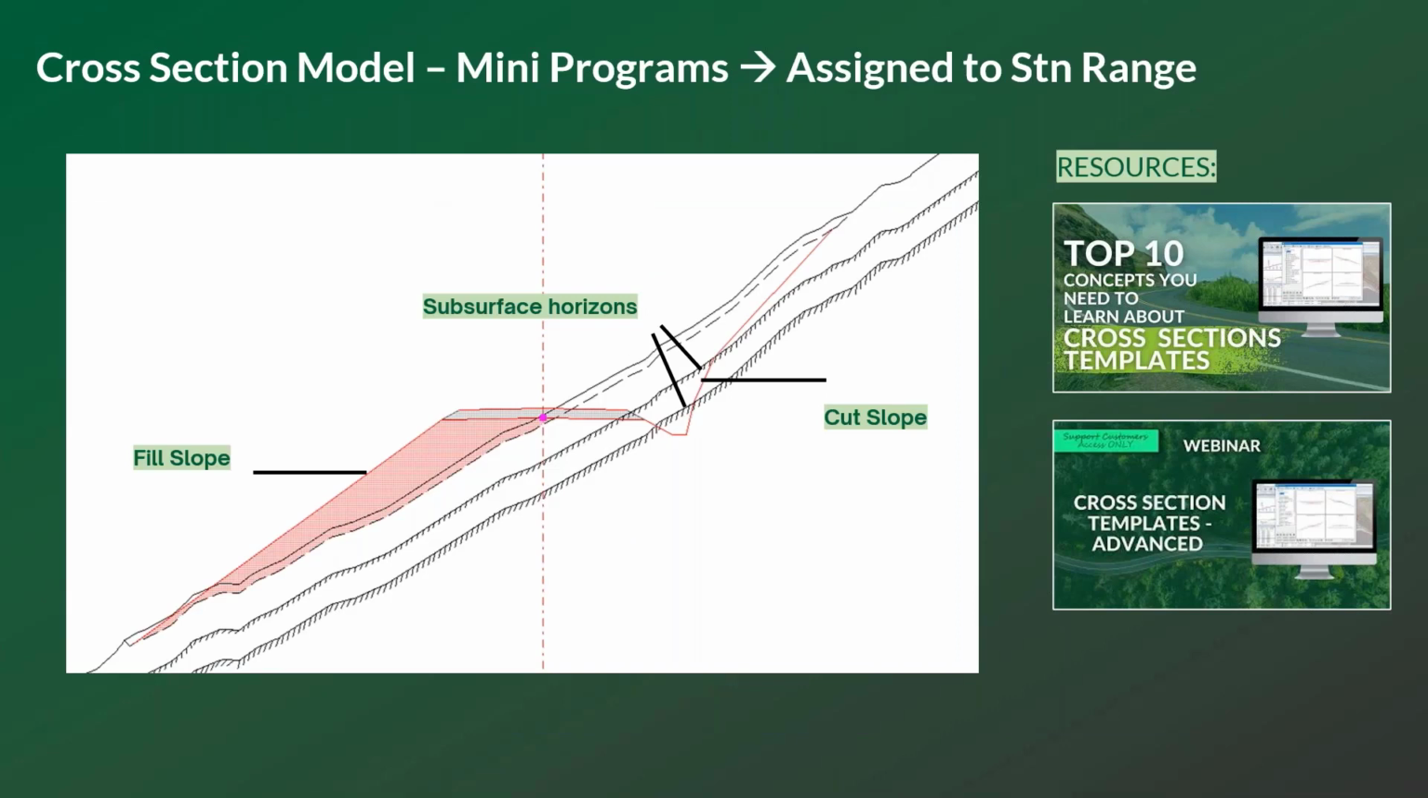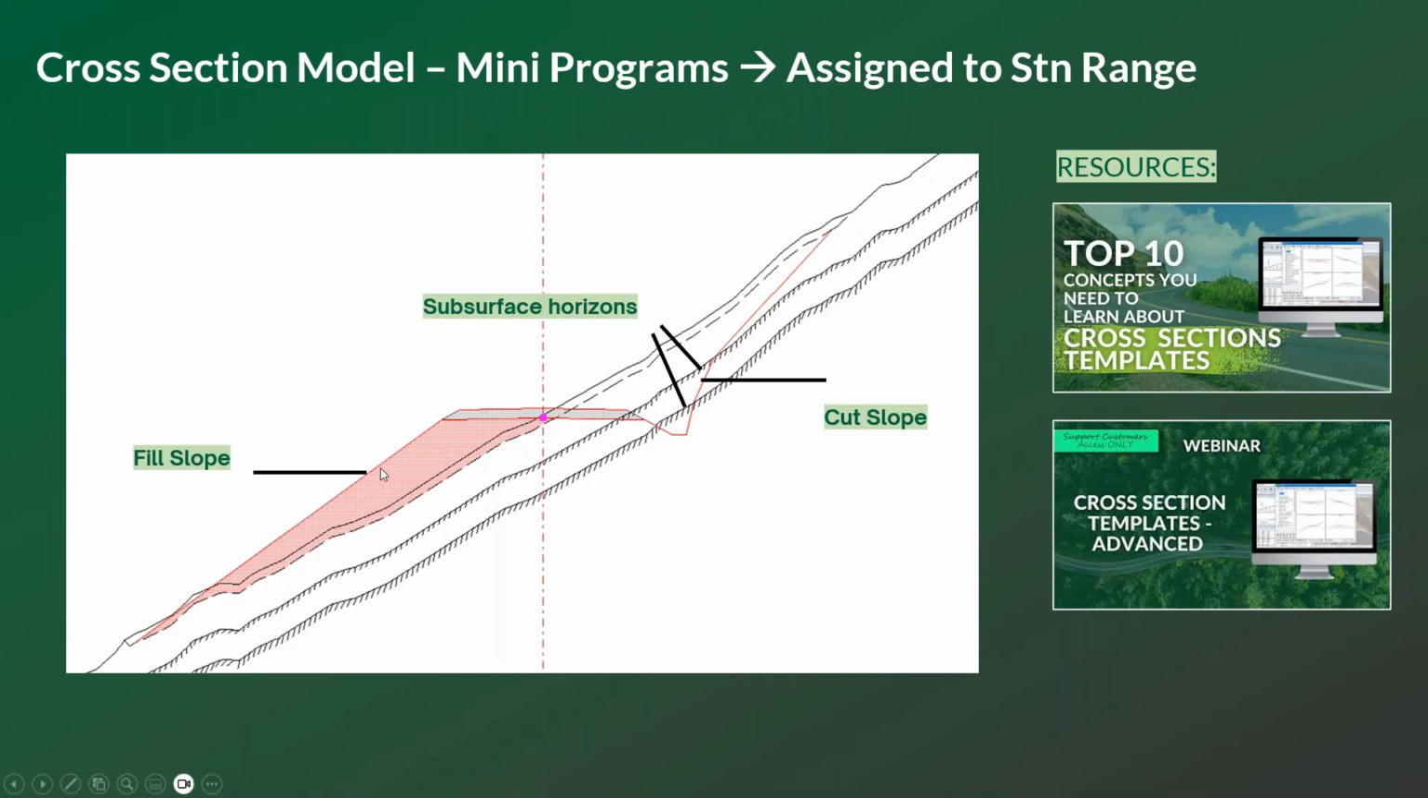This cross-section model is essentially like a mini program. It adapts and changes based on your topography, based on the materials it's sitting on. So in this screenshot I've got here, we've got a couple different subsurface horizons. And if you look really closely, you can actually see that the cut slope is changing depending on the material in the different subsurface horizon.